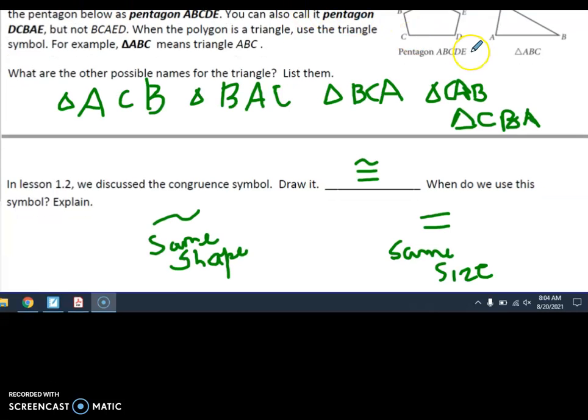For the triangle, you have 2 directions you can go from each vertex. So there are 2 different names starting with A, 2 starting with B, and 2 for C, in addition to triangle ABC. The congruence symbol looks like this. The curved part of the symbol represents same shape. We use that single symbol when we're talking about similarity of shapes. Shapes can have the same shape but not necessarily the same size, and that's why the equal sign is so important for congruency, because the shapes are not only the same shape, but also the same size.